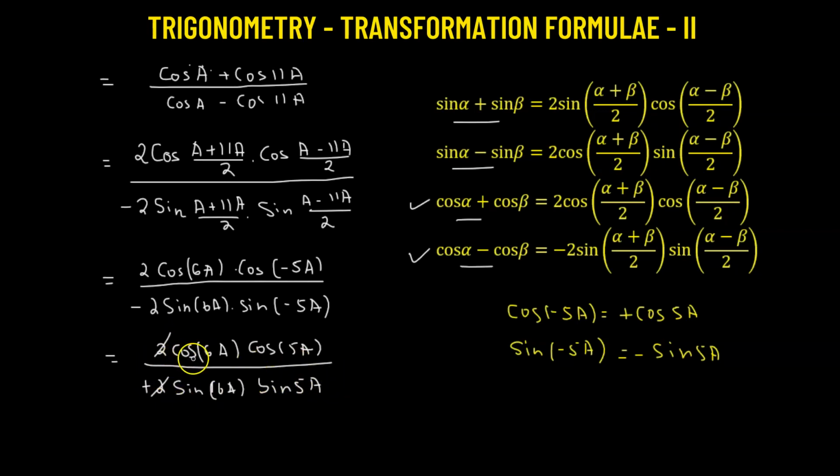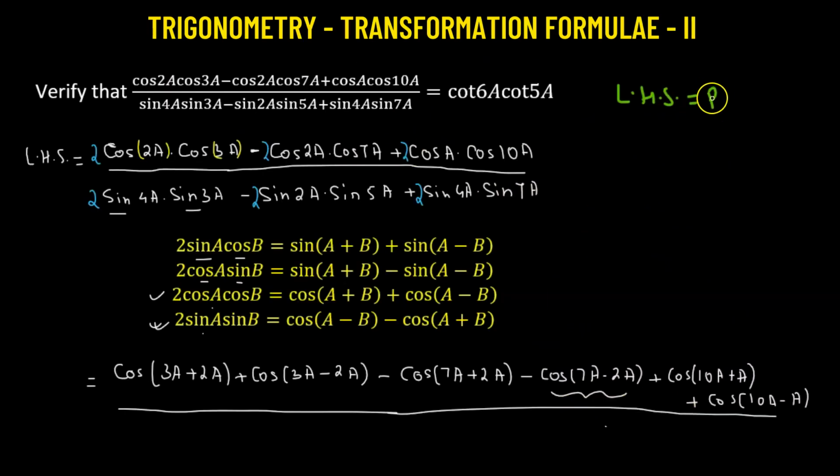So we are now left with the ratio cosine 6a over sine 6a, which is nothing but the cotangent function. So we get cotangent of 6a multiplied to the ratio cosine 5a over sine 5a. That's also the cotangent function, but the angle will be 5a. And this is the expression on the right hand side. Hence, we have successfully shown that the left hand side is equal to the right hand side. Hence, proof.